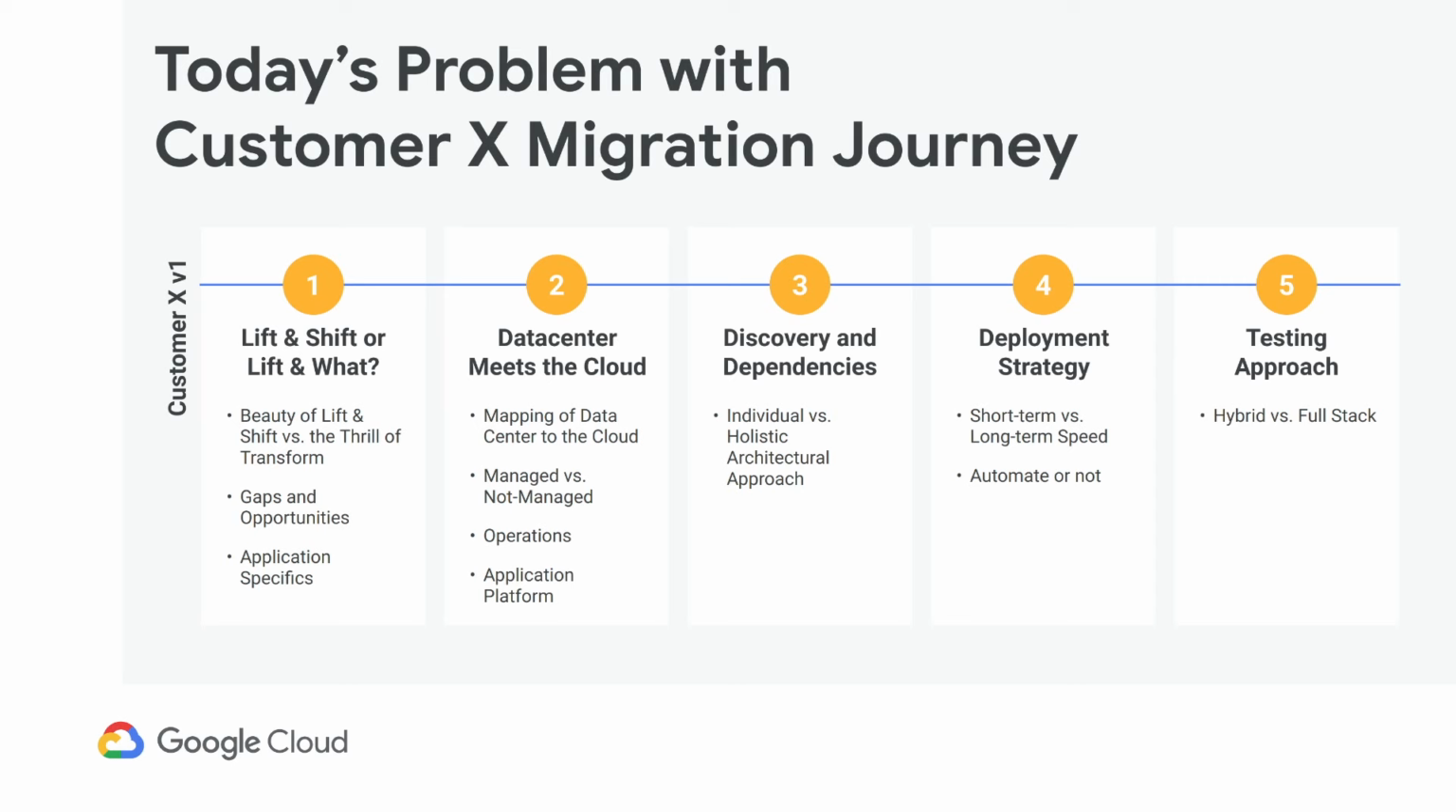Yeah. So this is an example of a customer we've been working with for a little over 18 months now, and basically there are 5 steps to this, right? Lift and shift, or lift and what? As you just said a moment ago, Som, we figure out how we would choose what we're going to do with a specific application. Second stage is data center versus cloud. If we're going to move a data center to the cloud, what does that actually look like?